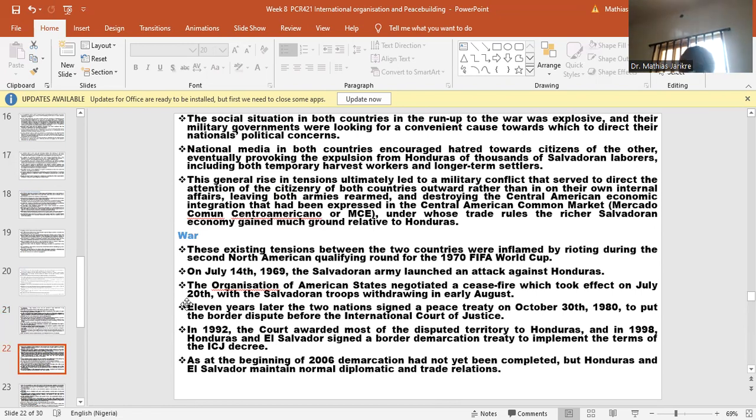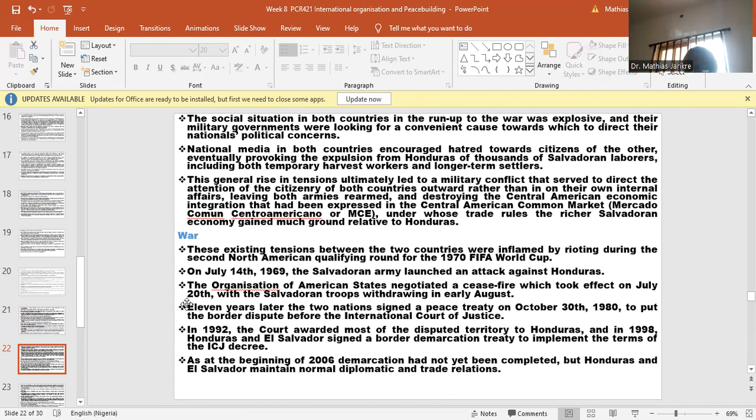Now, the social situation in both countries in the run-up to the war was explosive, and their military governments were looking for a convenient cause towards which to direct their national political concern. National media in both countries encouraged hatred towards the citizens of the other, eventually provoking the expulsion from Honduras of thousands of Salvadoran laborers, including both temporary harvest workers and long-term settlers.